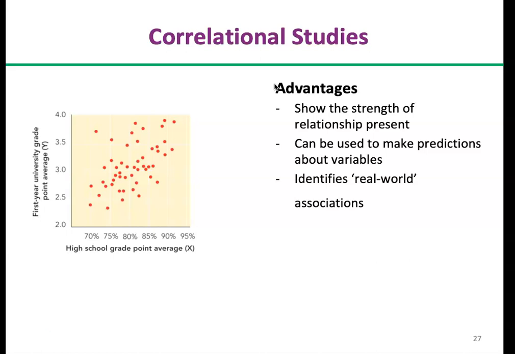So advantages of correlation study, they show the strength of relationships that are present, and they can be used to make predictions about variables, right? So some research has shown that people's math and English scores are positively correlated to success in education, right? They identify real-world associations, so they say.